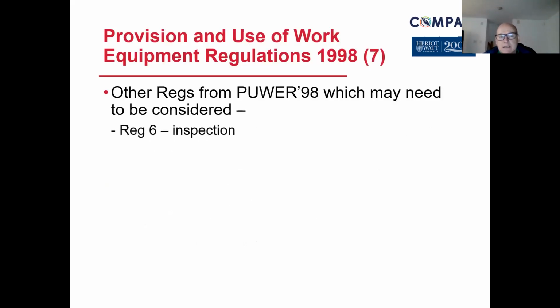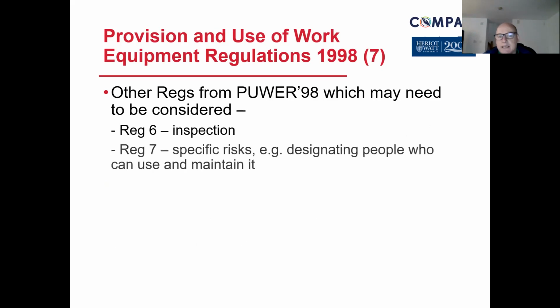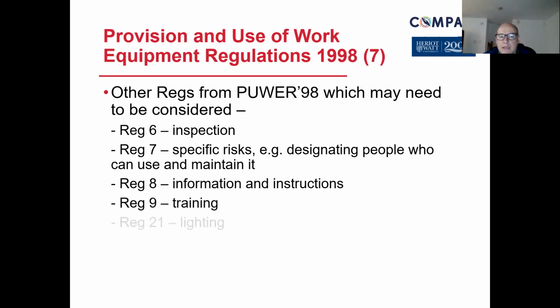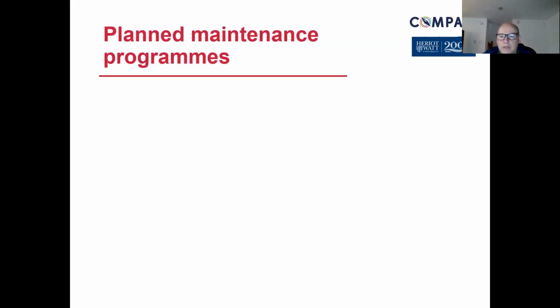Other aspects of the regs, so inspection, so checking to make sure it remains in the state expected. Specific risks to people that may introduce new risks, and maintenance is listed in there. Information and instruction, so that people do it in a competent manner and follow the rules, as is training. Lighting, so that if you're going inside a machine or a confined space that's not getting natural light, then perhaps you need artificial light so they can see what they're doing and can do so in a safe manner. So that's the aspect of the regulations.